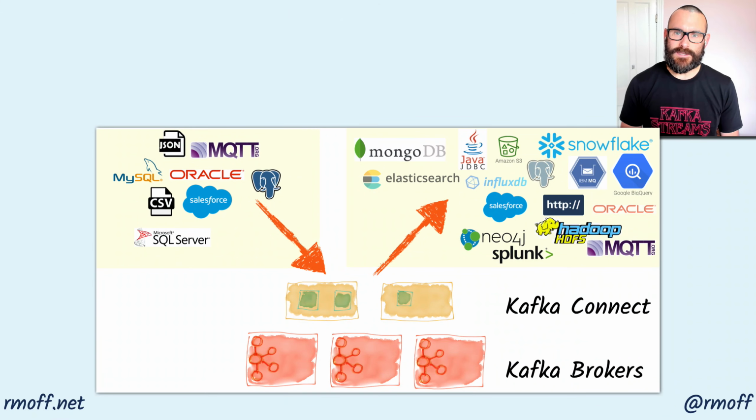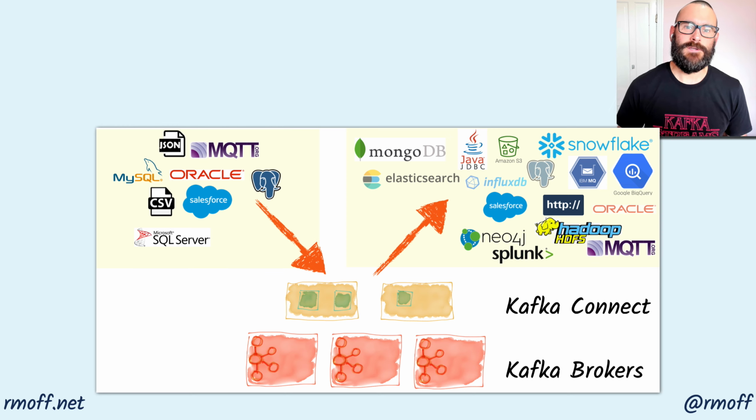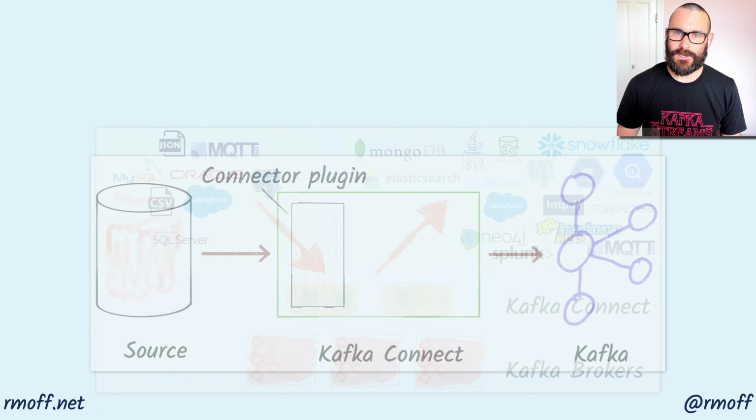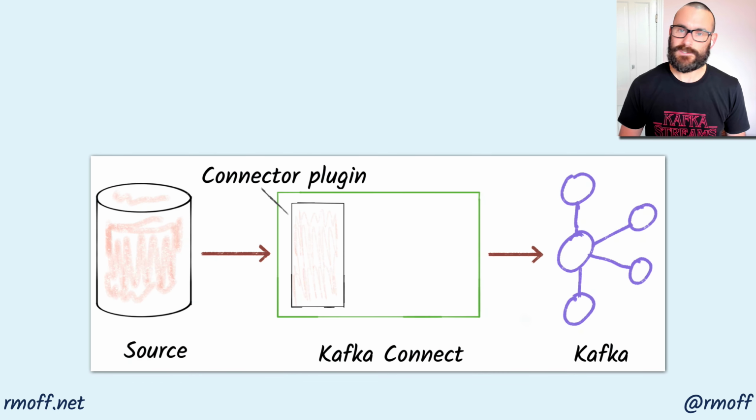Kafka Connect is the integration API for Apache Kafka, and to use it as a framework, you install a particular connector plugin for the particular technology that you want to integrate with. So if you want to get data in from a database, you install a JDBC connector plugin maybe, or you want to get data down to Elasticsearch, you install the Elasticsearch connector plugin.